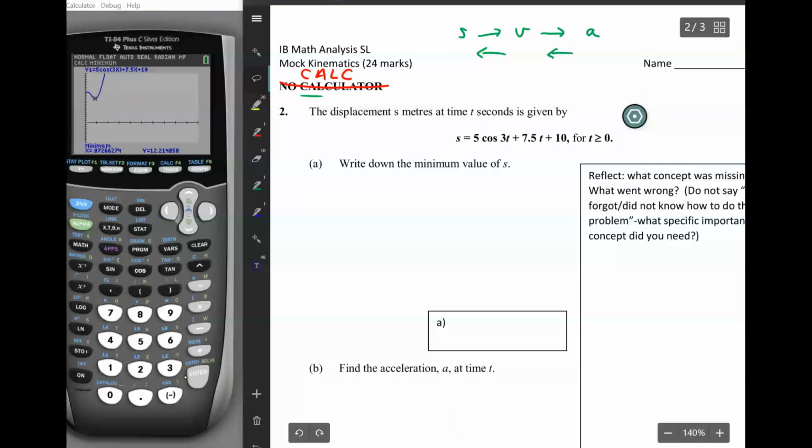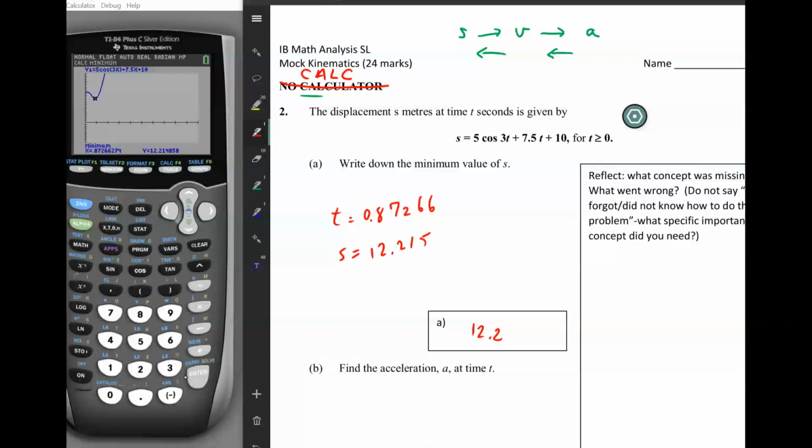It's t. Let's see. T equals 0.87266. And the displacement is equal to 12.215. And so it's asking us for the value of s, so I'm going to put 12.2 here. Okay? All right. And we know that all the other points are higher because this function steadily increases.